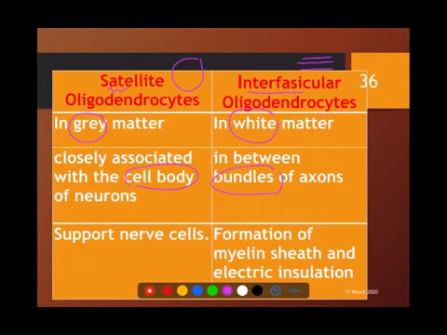What is the function of the satellite type? It is responsible for the support of the nerve cell, while that of the interfascicular are responsible for the formation of the myelin sheaths and accordingly the electric insulation, and they form many segments of myelin sheaths on many axons, from 10 to 60.